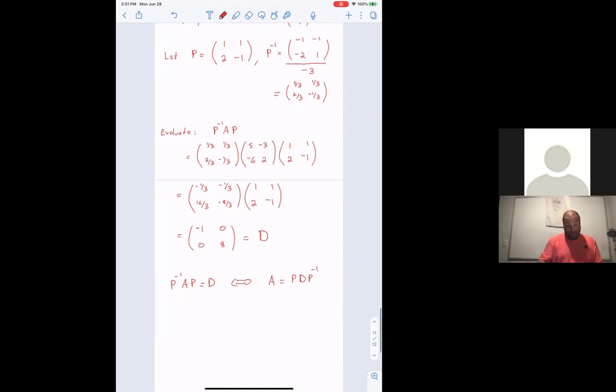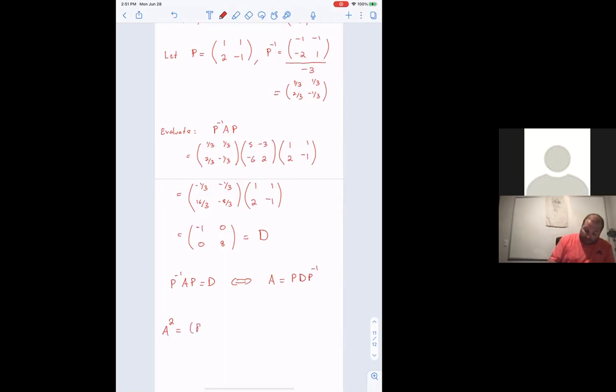What's the purpose of it? Well, let's think about it. What's A squared? If you have a matrix and you square it, it's not always simple to find what the new matrix is going to be because you've got to do the multiplication. But if I write it as PD P inverse times PD P inverse, because that's what A is, then the P inverse and the P, when you multiply them together, become the identity matrix, and you just get P D squared P inverse. And in general, A to the N is P D to the N P inverse.